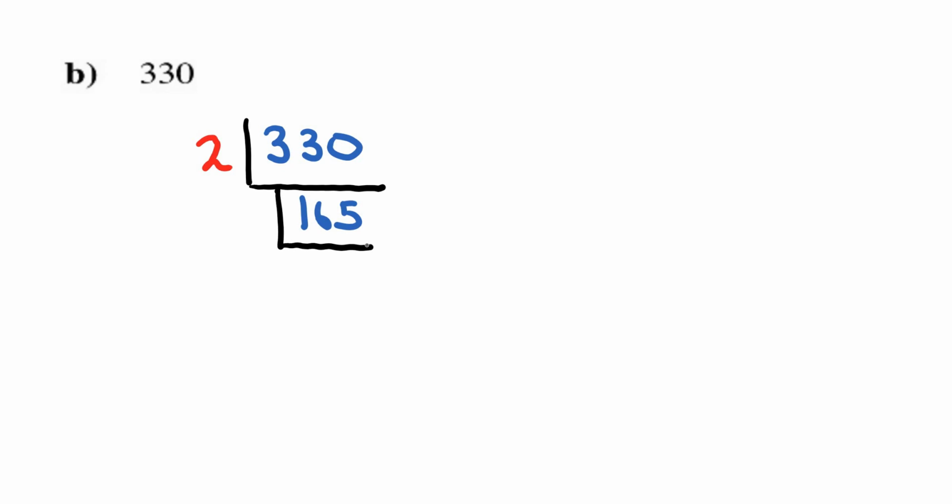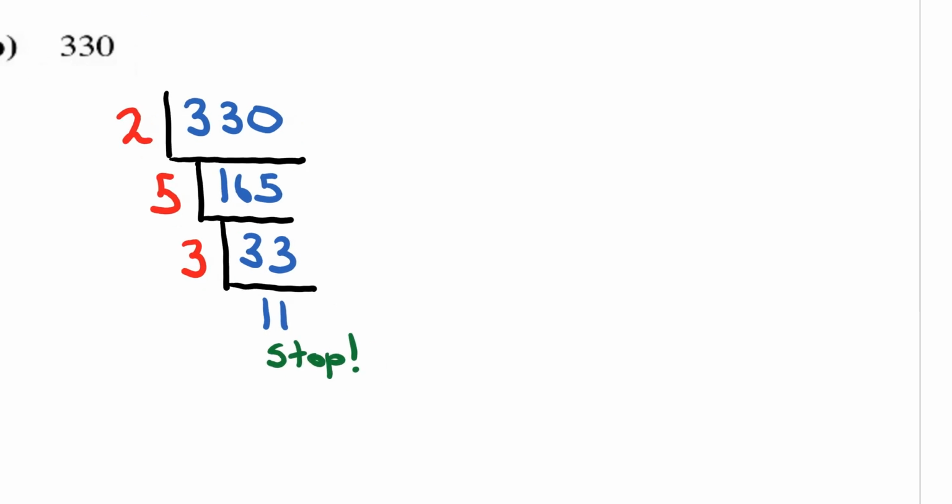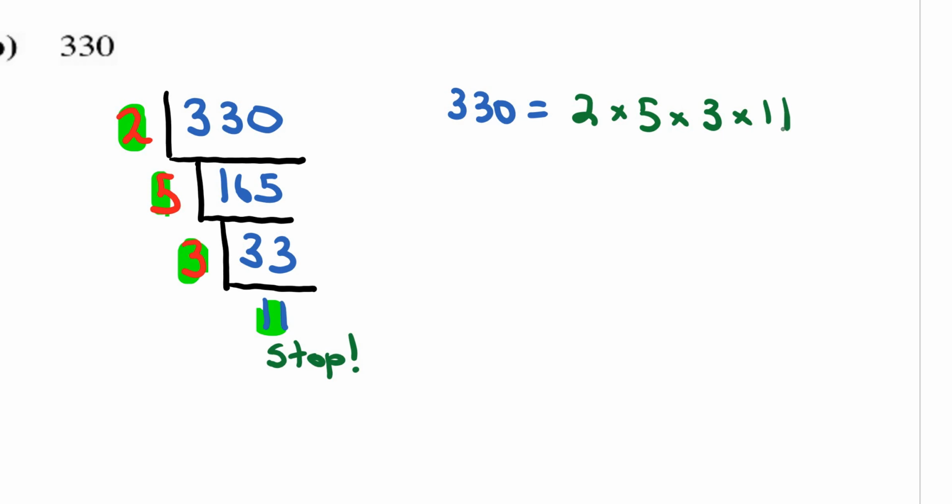Then I need a number that divides into 165. 2 won't work, so how about we use 5? If I use 5, I get 33 now. And then I need a number that divides into 33, and a number that works there is 3, so 3 and 11. And this is where I'm going to stop because 11 is a prime number. Then I can conclude by saying that 330 is equal to all of these numbers in green, all these prime numbers being multiplied. So I have 2 times 5 times 3 times 11. And that right there is called the prime factorization of 330.